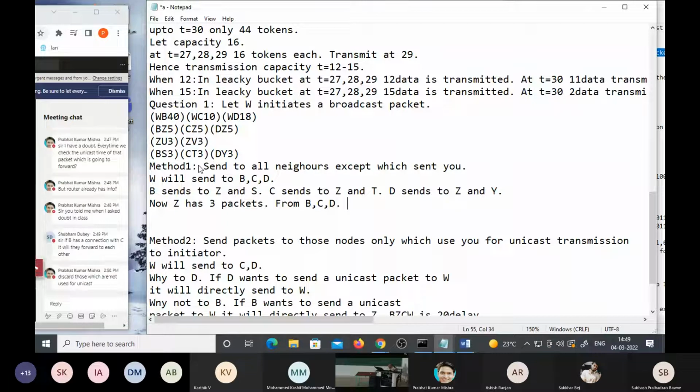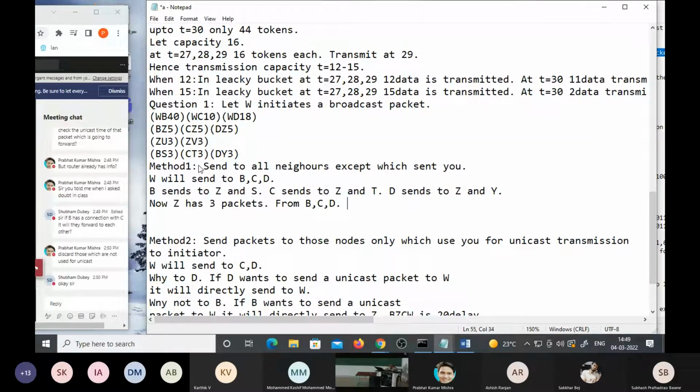That is correct. If B has a connection with C, then B will send to C and C will also send to B. Shubham, you are fully correct. Okay, we shall do this question after this. Once I finish with this, you remind me and I will do this again.